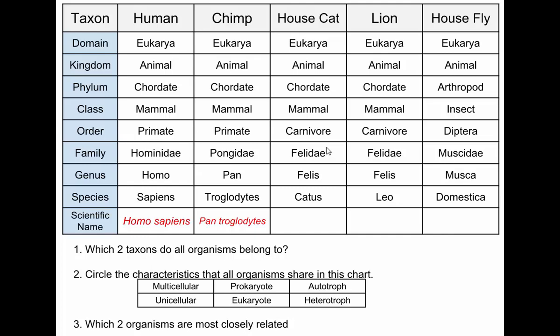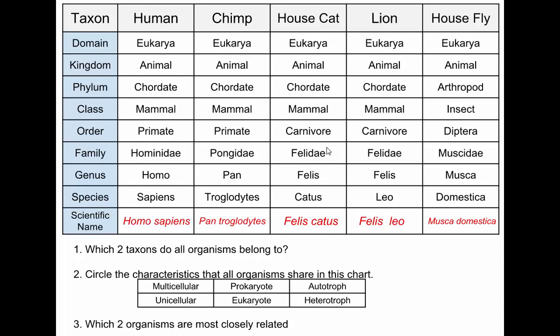What's the scientific name for a house cat? Jordan? Felis catus. Yeah, Felis catus. Felis leo is a lion. Housefly is Musca domestica. Sophia? Not for the lab thing, if you didn't write the name right, would you get marked off? Probably.